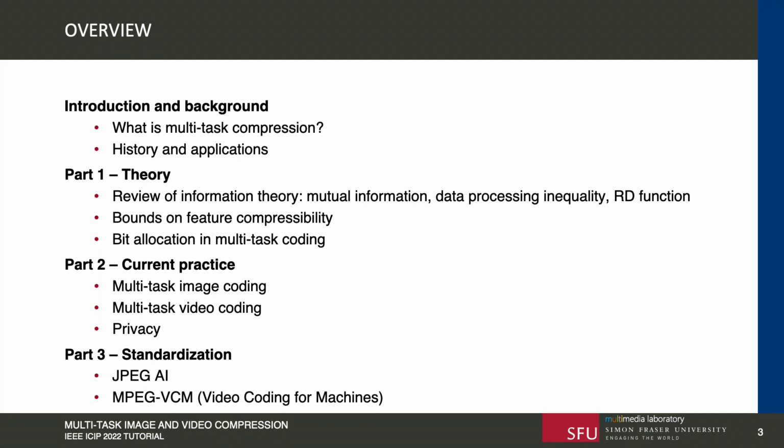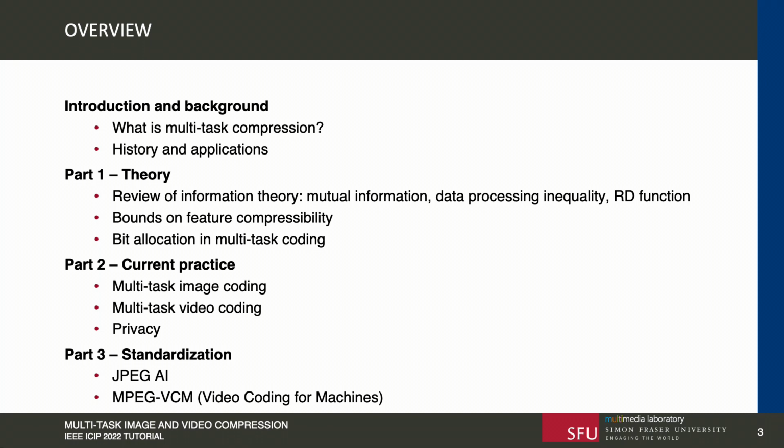Then we'll move on to the theory, where we will first review the relevant concepts from information theory, such as mutual information, data processing inequality, and rate distortion function, and we'll use those concepts to derive some bounds on feature compressibility. We will also talk about bit allocation in multitask coding.